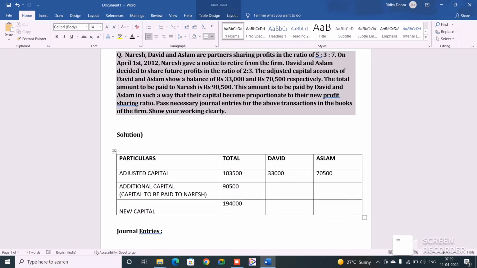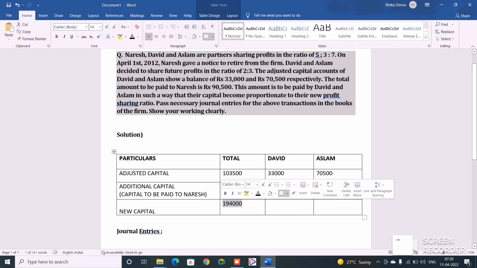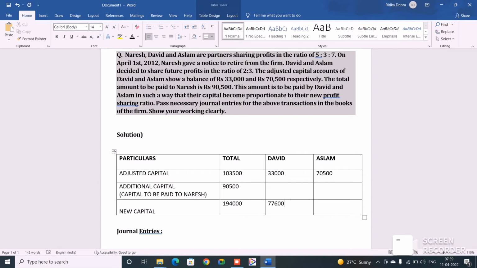Now it is given that the new capital of the firm is to be in the new profit sharing ratio. What is the new profit sharing ratio? It is 2:3. So we will divide this new capital in the ratio of 2:3, because that is what is asked in the question. That will give us 77,600 and 1,16,400.